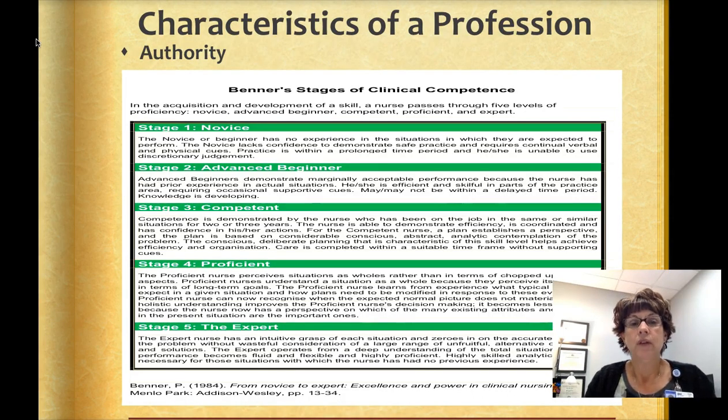The next one is authority. Authority is how through education and experience we gain professional knowledge and skills to make our professional judgments, what gives us the authority to practice our profession.